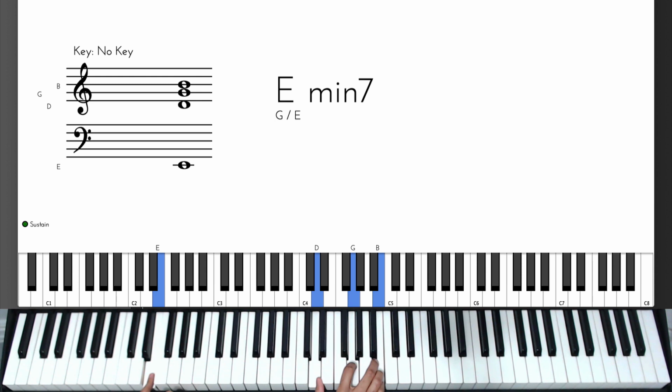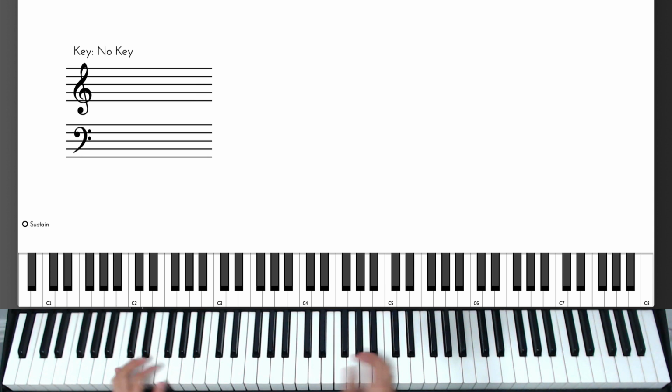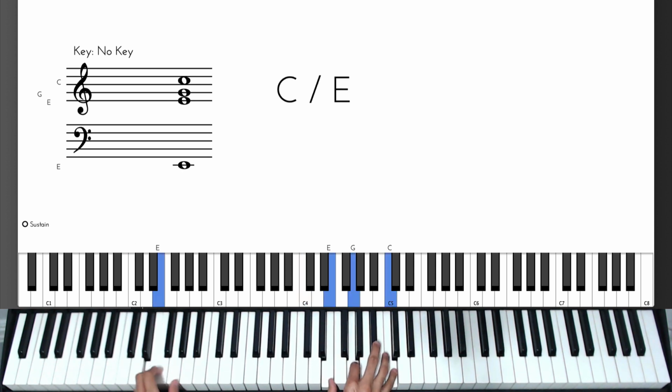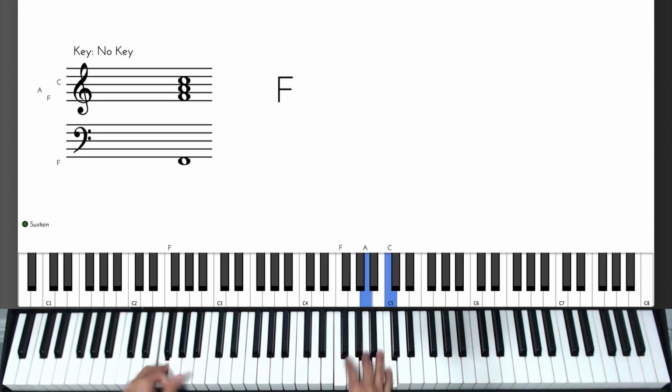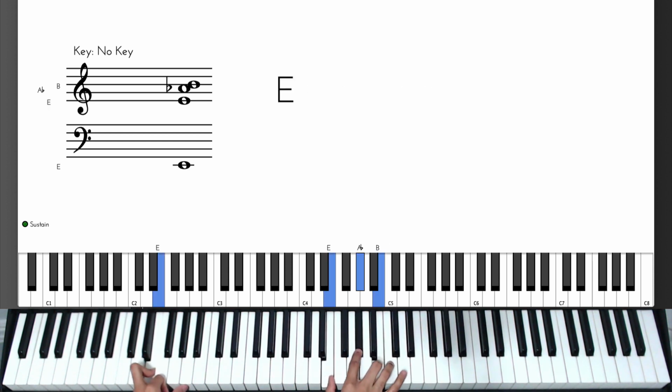E minor 7, C over E, which is usually used as a passing chord before going to F. For example, C, C over E, then F. And then the third substitution is an E minor. All right. And this E minor, you can even enhance it a bit more by adding the dominant 7 which is D.